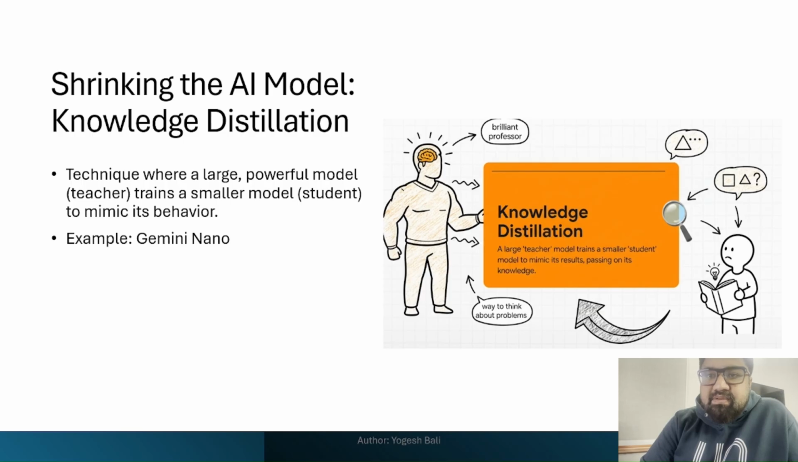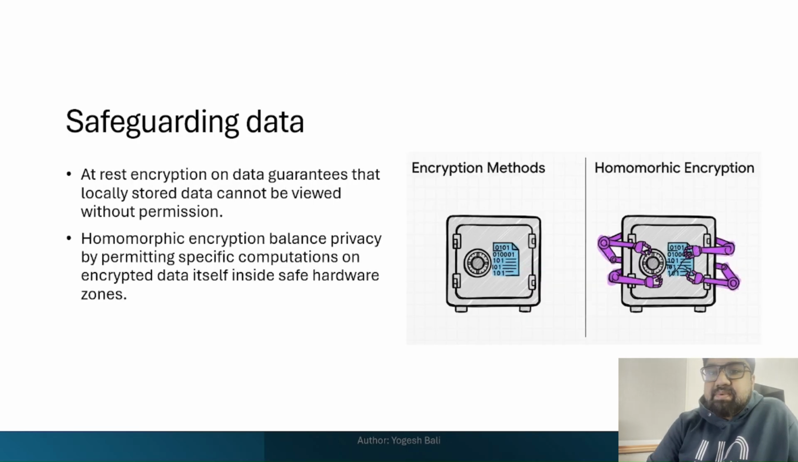Similarly, a powerful AI model will train a small AI model to perform the routine work, and this technique is also helpful in shrinking the size of the AI model. For example, Gemini is training the Gemini Nano AI model. Now, as we are saying, everything is on the device itself.